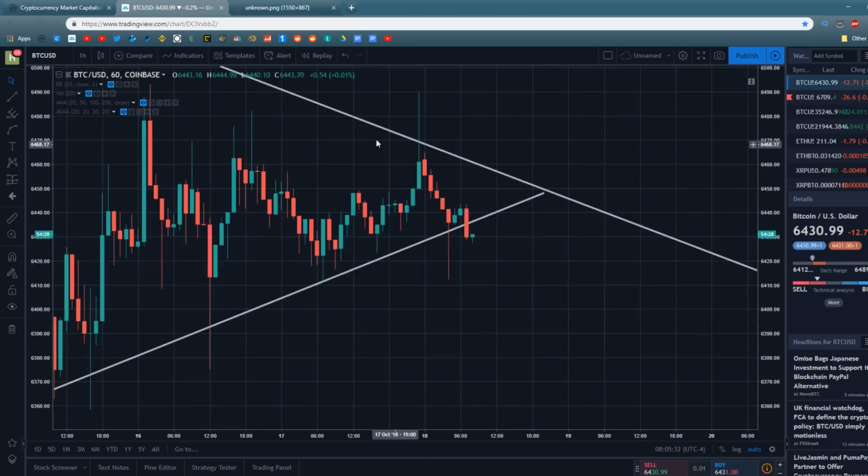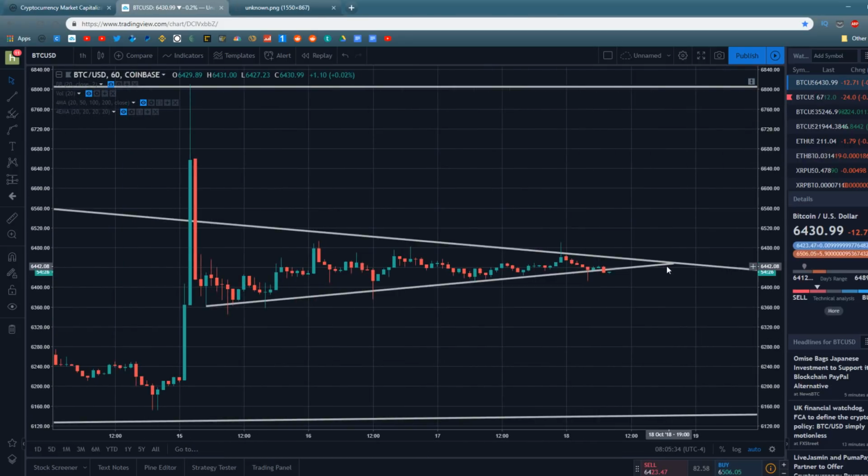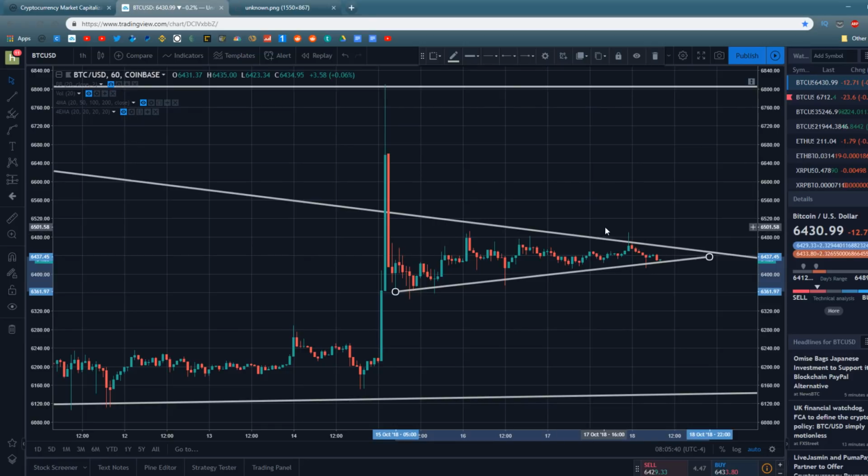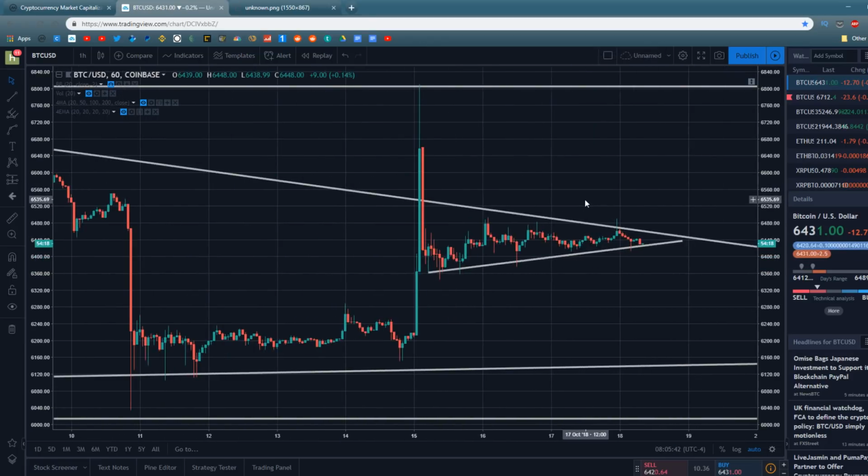But here on the hourly chart, what we see for Bitcoin is that it is in a symmetrical triangle pattern, kind of trending upwards against this long-term downtrend of resistance. And this is a very important downtrend of resistance. I'm not going to rehash how important this is, but it is a downtrend of resistance that Bitcoin's been under since about February of this year. So it'd be very, very bullish if we were to break that.